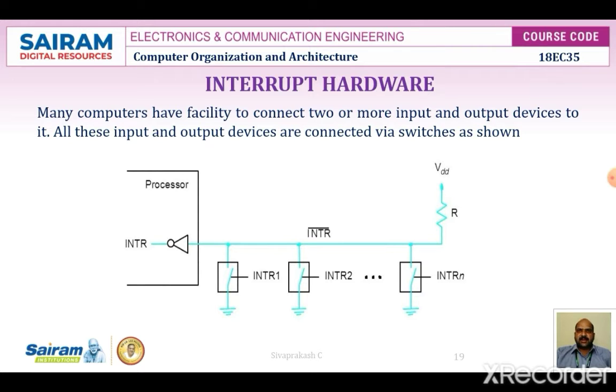A single interrupt request IR line may be used to serve n number of devices, where all the devices are connected to the IR line via a switch to ground. To request an interrupt, a device closes its associated switch, and then it performs the interrupt request.